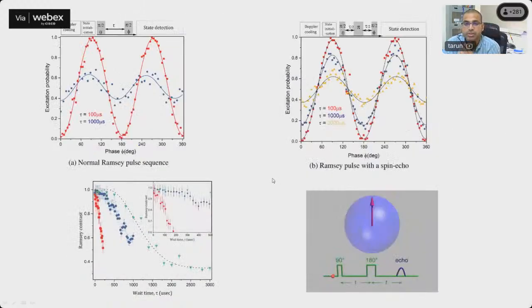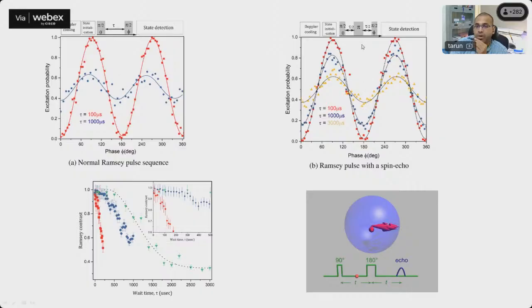So now this is also another. Okay, here you can see what I was explaining. Here, there is no spin echo pulse, but in the right one you can see that in between the two pi by 2 pulses, I have applied a pi pulse. Here I was changing the phase of the last pi by 2 pulse, and you can see this oscillation, but the contrast is going down if I increase the waiting time between the two pi by 2 pulses.